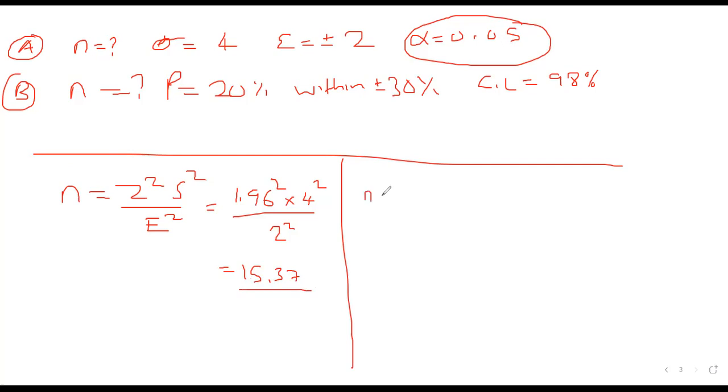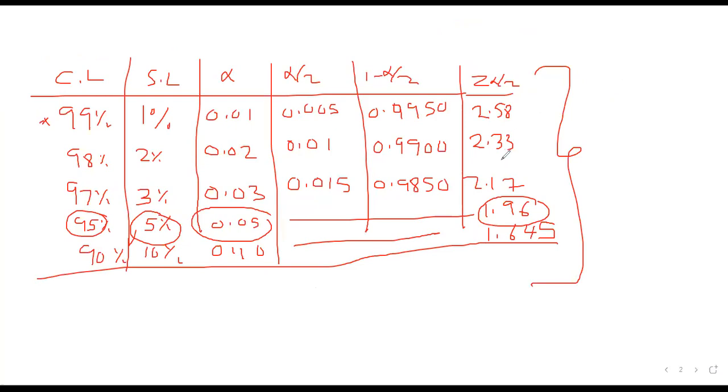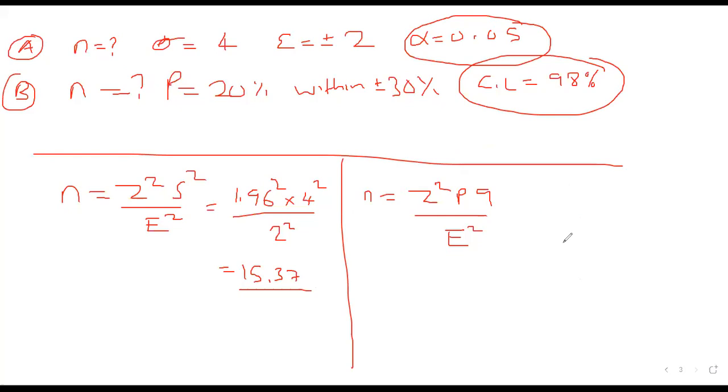In part B, we can't use formula 1 because we're given a proportion there. We're going to use formula 2. So our Z, which is coming from 98%, we know this is 2%, which is 0.01, it is 2.33. So here we're going to put 2.33. Our proportion P is 20%, meaning Q will be the remainder, 80%, 0.8. So here 0.2 and here 0.8.